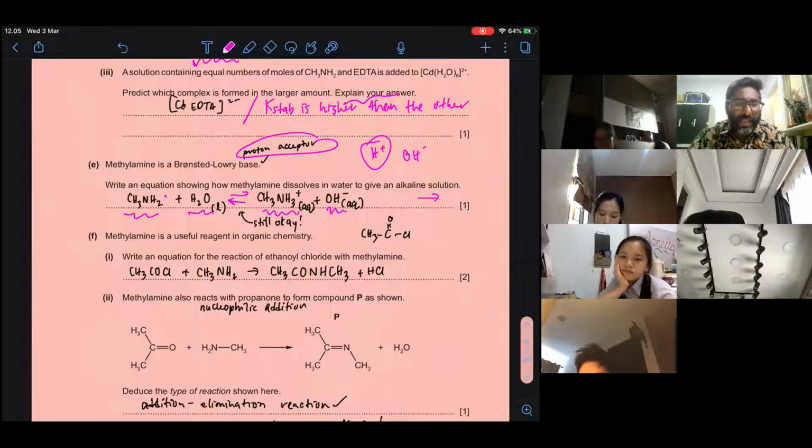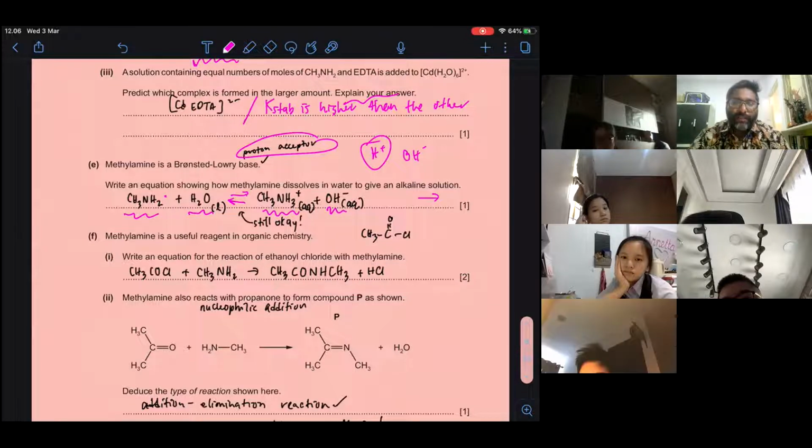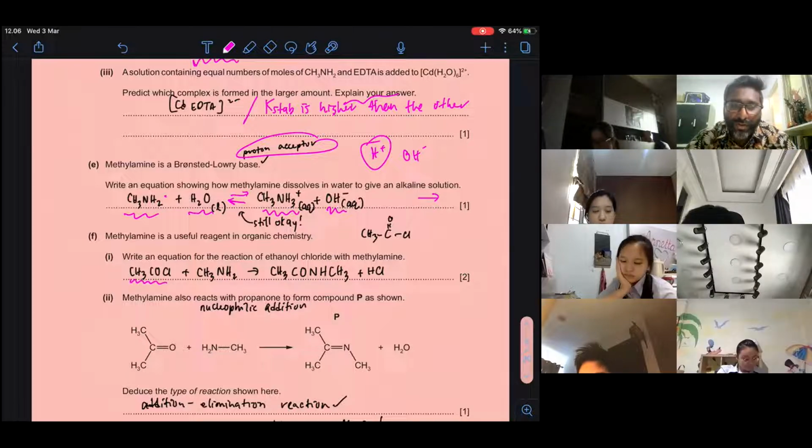Now, next question: methylamine is a useful reagent in organic chemistry. So construct an equation for the reaction. They didn't say what kind of equation to use. Whenever I'm dealing with an organic compound and they ask me to write an equation, the best way is to use structural formulae. I've seen this many times. Don't use the molecular formula, like C2H3OCl. It is much easier if you represent it using structural formulae. This is ethanoyl chloride, and this is methylamine.